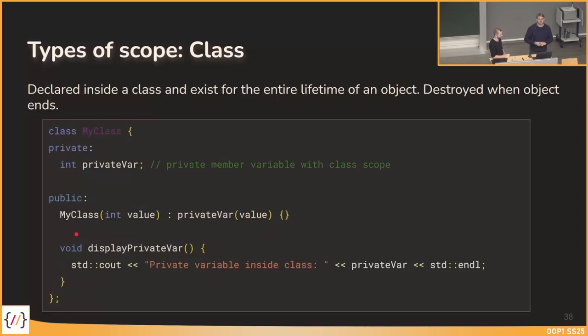Another scope is the class scope. When we declare a variable inside of the class, it exists for the entire lifetime of one object that was created of the class. So this variable exists as long as the object exists, and when the object is destroyed, this variable, for instance a member variable, is also destroyed.